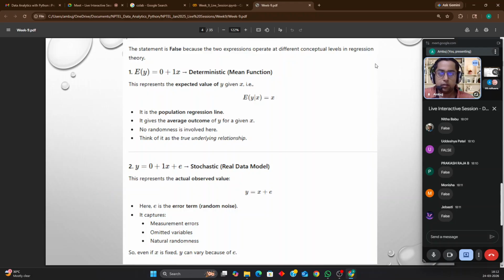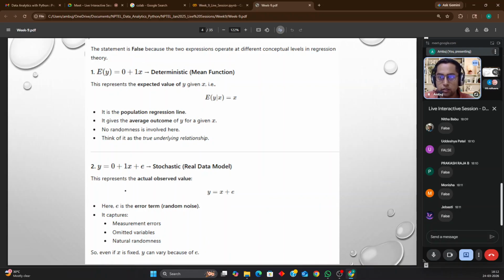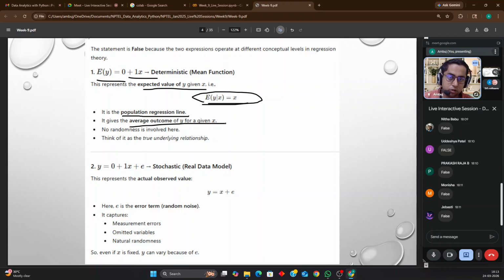Okay. Why so? Let us see. The first equation which was given to you is this one: expected value of y equal to 0 plus 1x. It's a deterministic equation in which the expected value of y given x is calculated. This equation is of this particular form. Only in some cases you can call it the population regression line. Average outcome of y for a given x. So no randomness is involved here. Straight linear equation. No randomness. Nothing else is involved here. The true underlying relationship will be discovered.